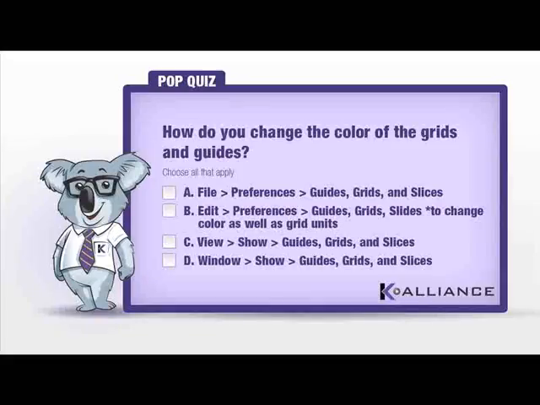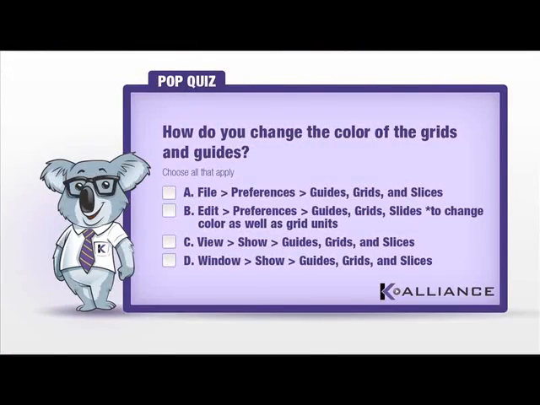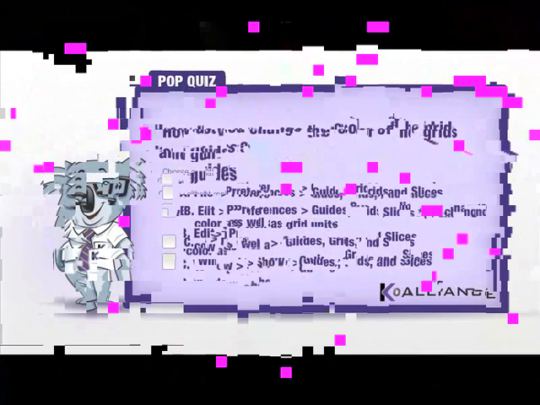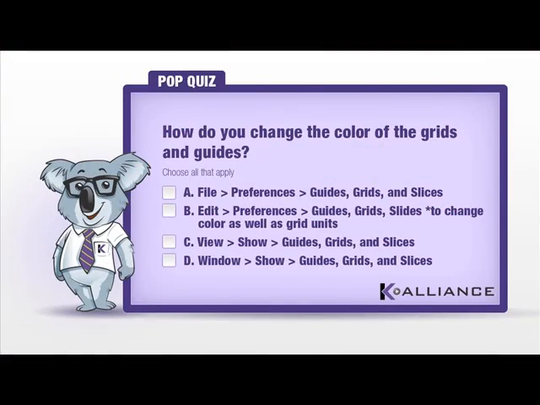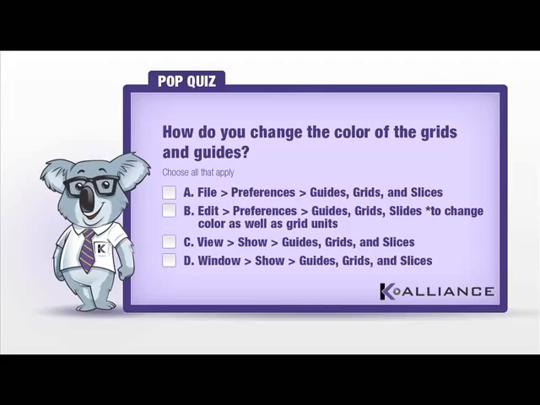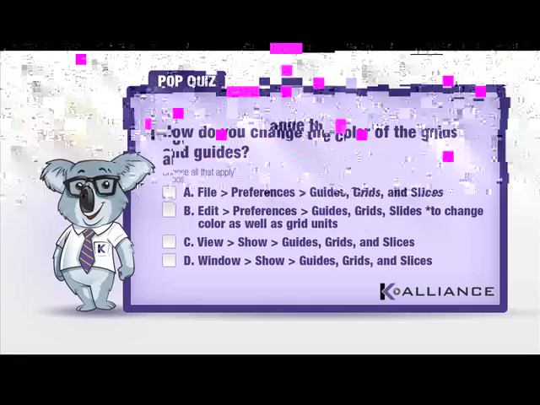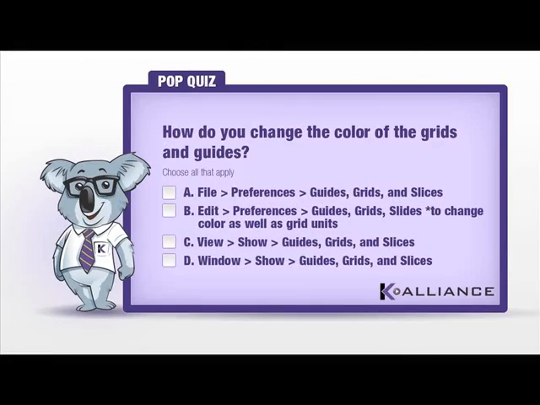Now it's time for a pop quiz. How do you change the color of the grids and guides? A, File, Preferences, Guides, Grids, and Slices. B, Edit, Preferences, Guides, Grids, and Slices. C, View, Show, Guides, Grids, and Slices. D, Window, Show, Guides, Grids, and Slices.